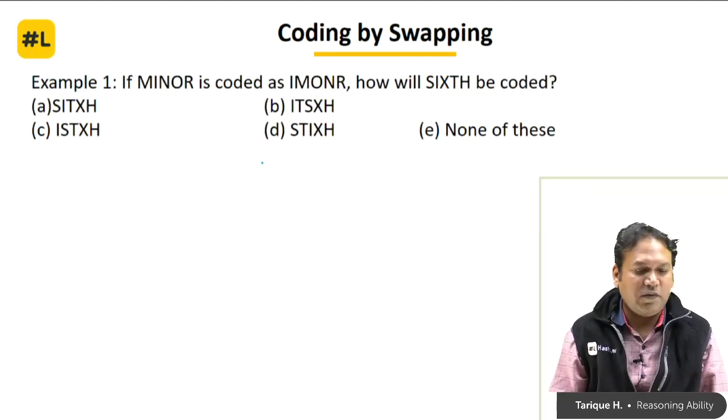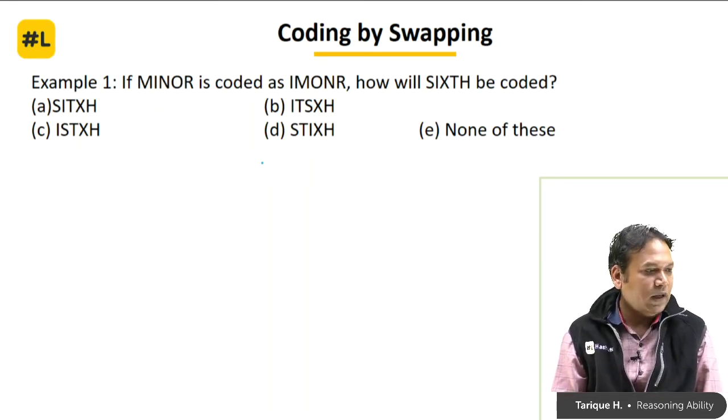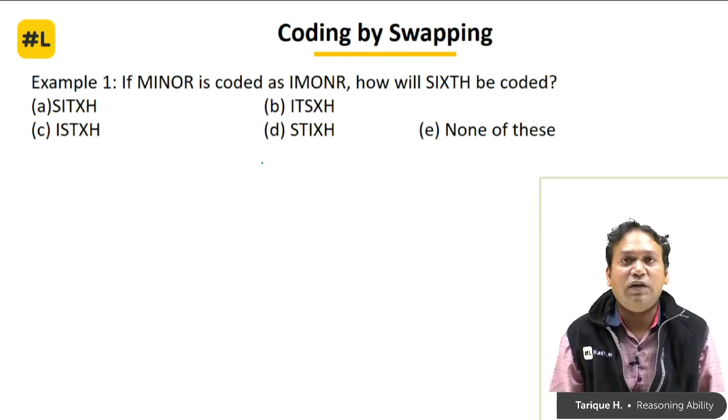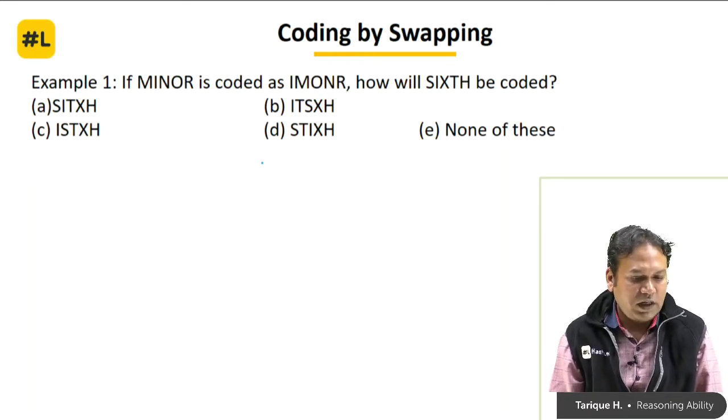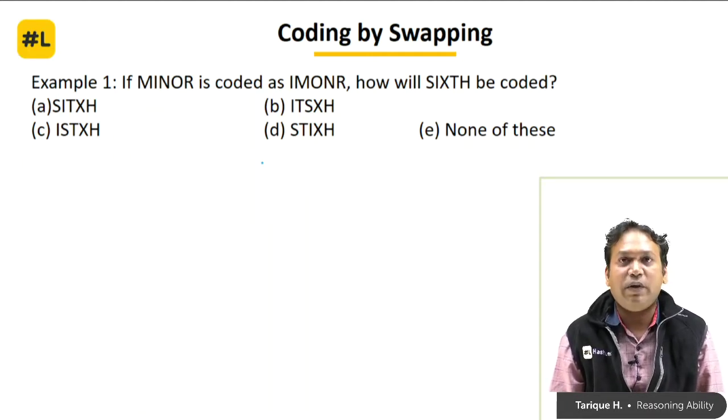So here this word minor is there, M-I-N-O-R. If minor is coded as I-M-O-N-R, how will sixth be coded? Answer options are there. So yes, let us solve this quickly. It is a very simple question. What will be the answer? You can post the answer in the comment section, and it is a very simple question, so you should be able to solve this within no time.